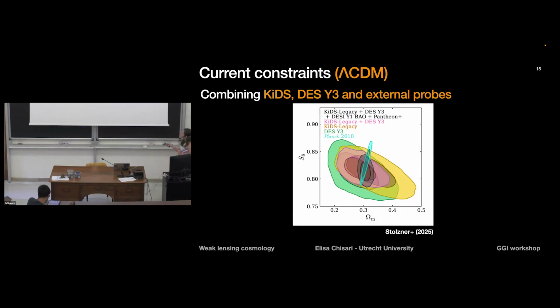So this is from Benjamin Stölzner's paper. Again, here we have Planck, and then we have KiDS, DES Year 3, and then we have the combination of KiDS, Planck, and ACT, and then if you combine with DESI and supernovae, this is where we are. So it's right on top.